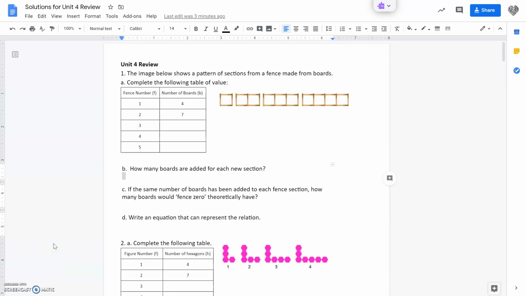Okay guys, so this is the Unit 4 review booklet. We're going to look at the first few questions. So number 1 here says the image below shows a pattern of sections made of fence from boards.